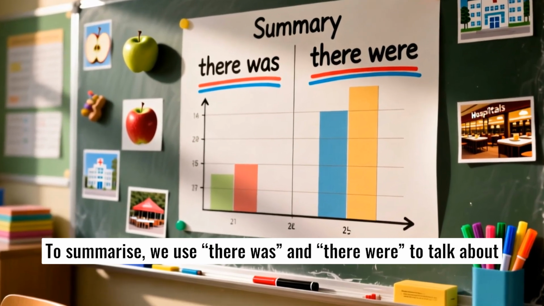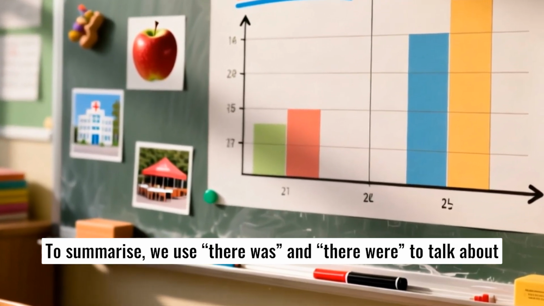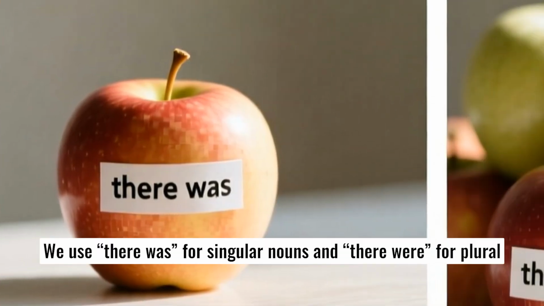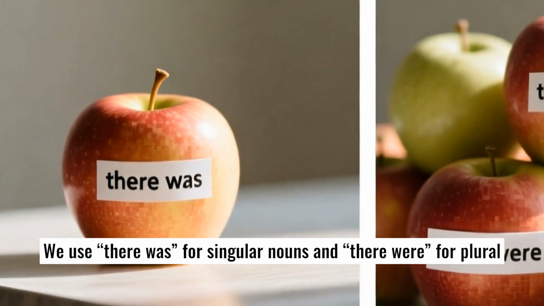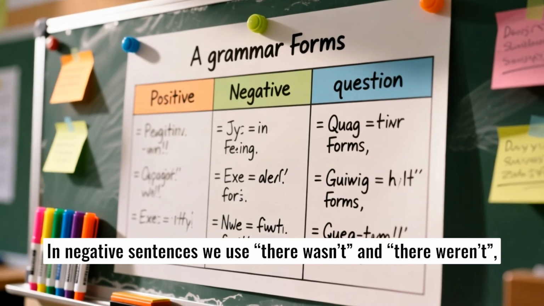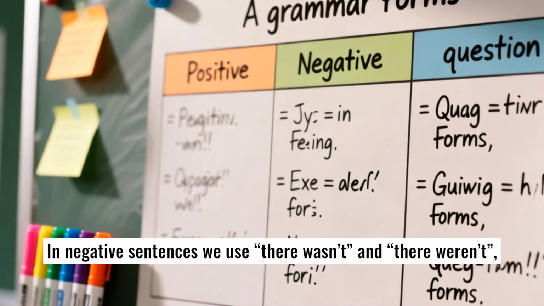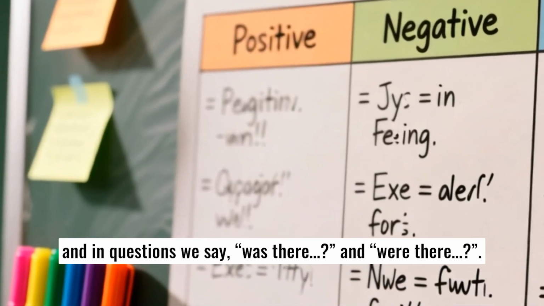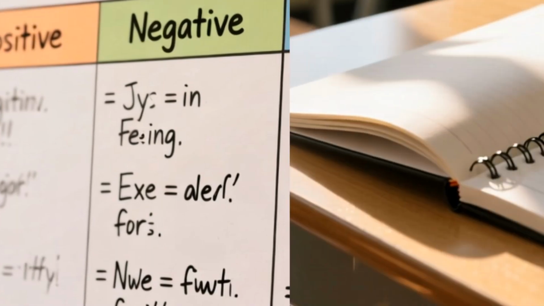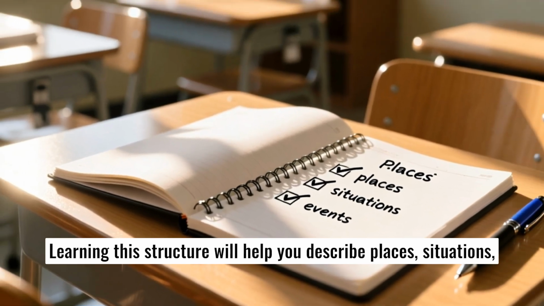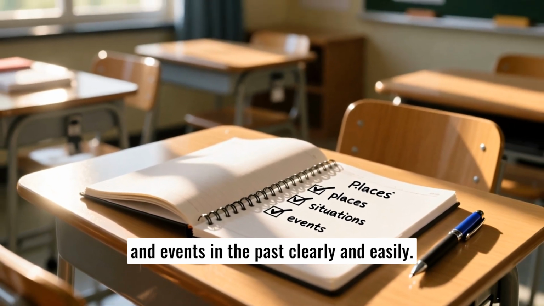To summarize, we use there was and there were to talk about things that existed in the past. We use there was for singular nouns and there were for plural nouns. In negative sentences, we use there wasn't and there weren't, and in questions we say was there and were there. Learning this structure will help you describe places, situations, and events in the past clearly and easily.